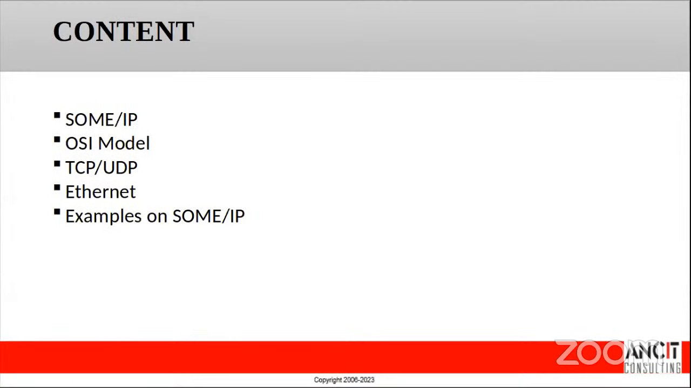First, we are seeing the contents. What are the contents we are going to learn today? Some IP, OSI model, TCP, UDP, and Ethernet. Finally, we are seeing some examples on some IP.